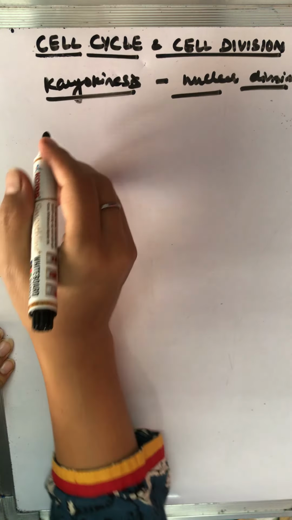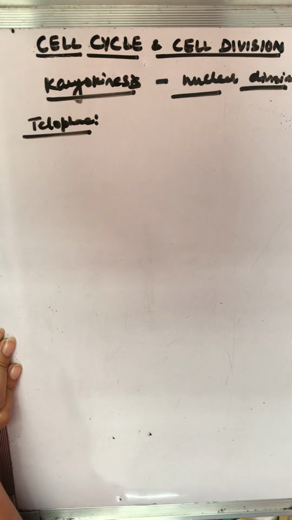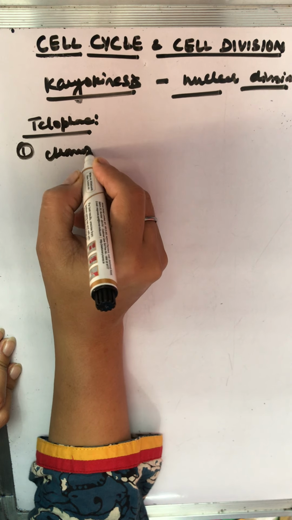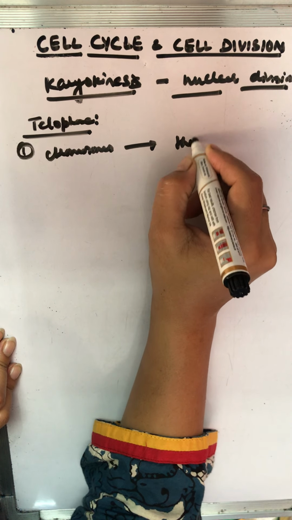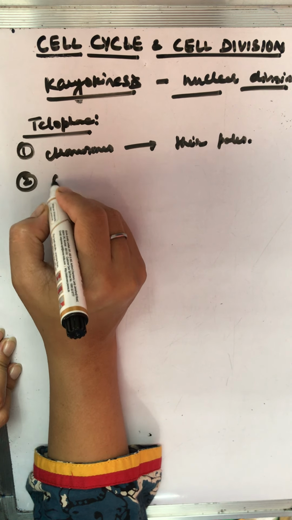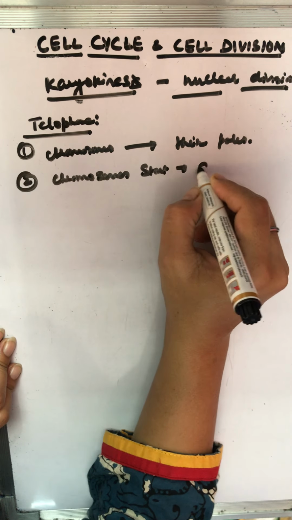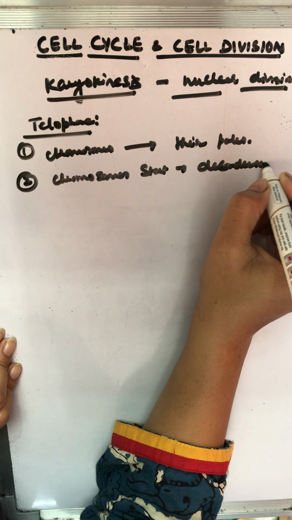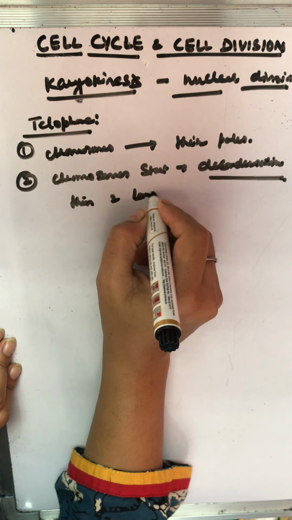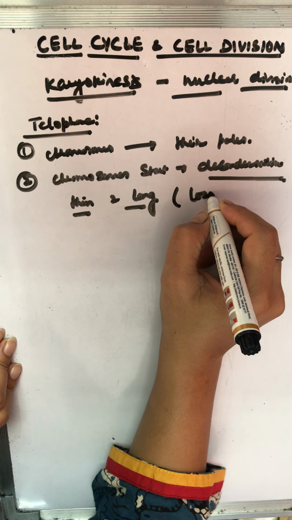Now the last phase, telophase. In this telophase, first of all, chromosomes have reached their poles, and what will they do? Chromosomes start decondensation. Alright, they become thin and long. They lose their individuality. This is what it means.